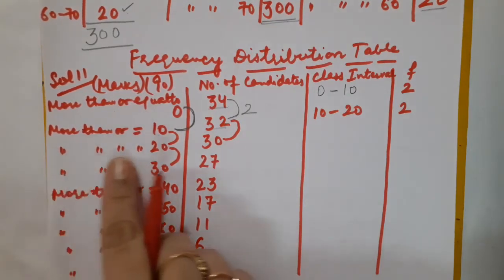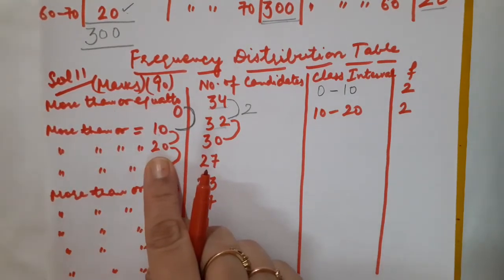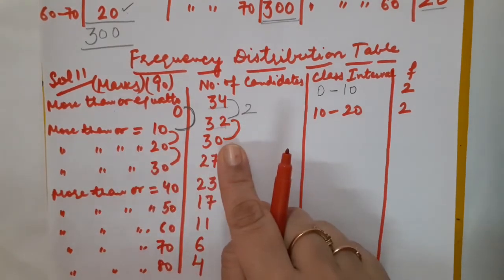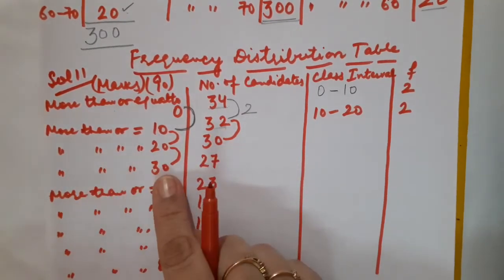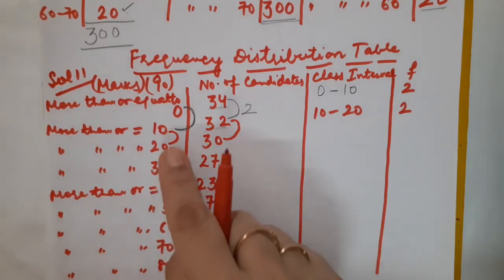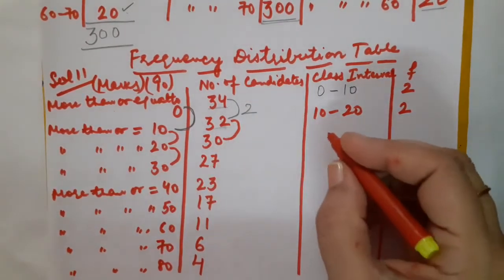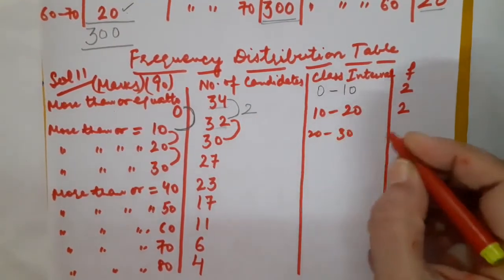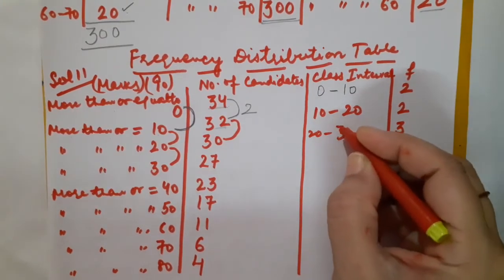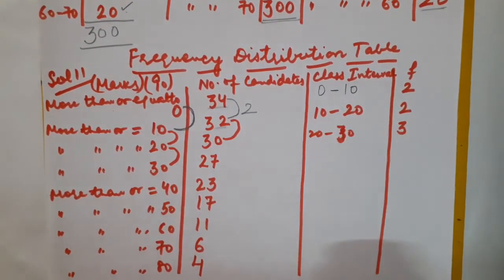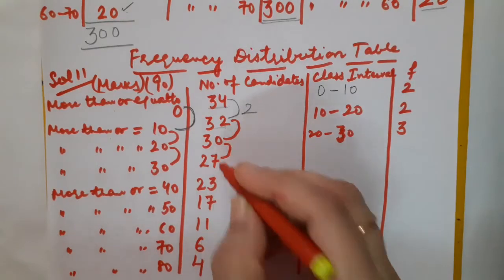Children, if I am going to talk about equal to 20 and more than 20, means from 20 to 90, so there are total 30 candidates. But if I am going to talk about equal to 30 and more than 30, fine. So from 20 to 30, how many will be there? Of course, there will be 3 only. So what should I write here? 20 to 30, 3 only. Correct? Now, this has also been done.